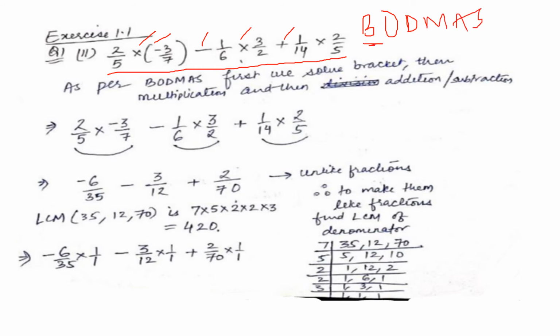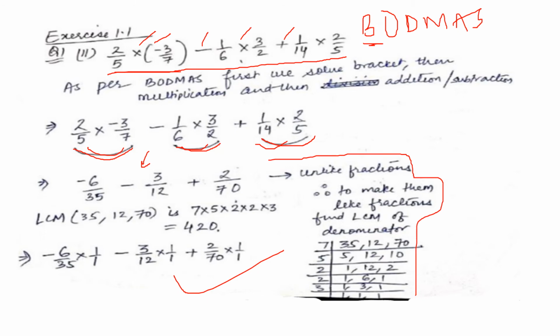So let's see. First of all, we will open this bracket. It becomes 2 upon 5 into minus 3 upon 7 minus 1 by 6 into 3 by 2 plus 1 by 14 and 2 by 5. Now if you observe, I have solved this simply by multiplying these two and these two and then taking LCM. I got the answer. But the question is saying solve by a property. So that is also easy, no issue.